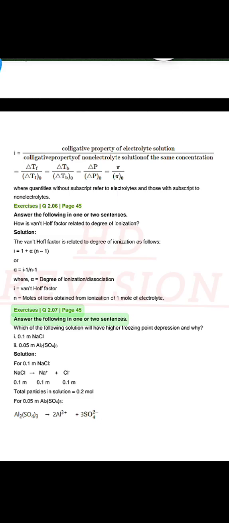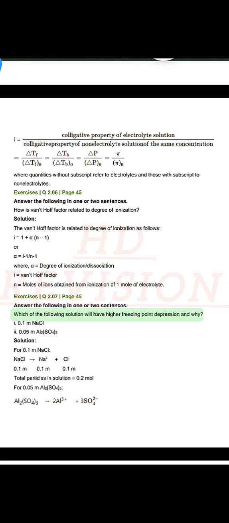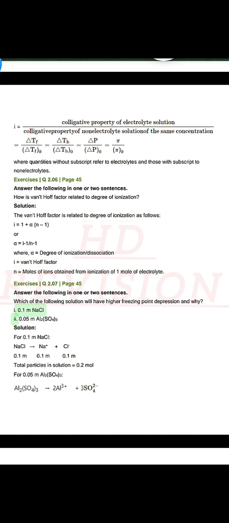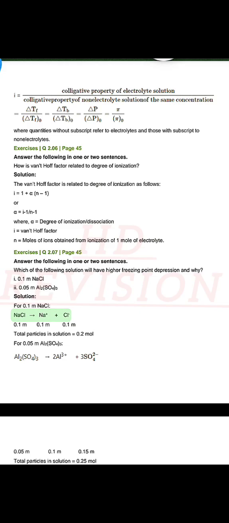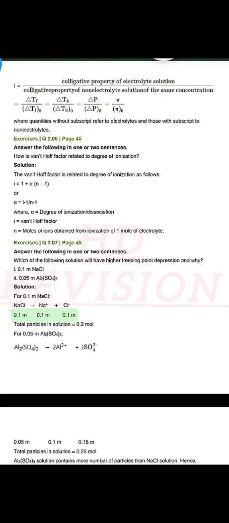Exercises Q2.07, page 45. Answer the following in one or two sentences. Which of the following solutions will have higher freezing point depression and why? 1. 0.1 molal NaCl, 2. 0.05 molal Al2(SO4)3 solution. For 0.1 molal NaCl: NaCl gives Na+ and Cl-, 0.1 molal, 0.1 molal, 0.1 molal.